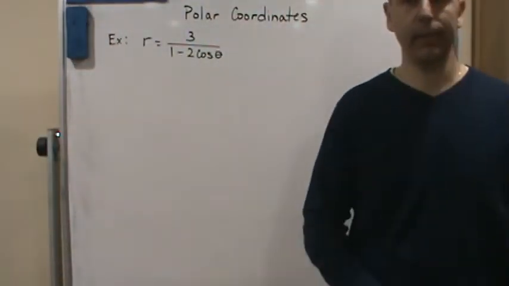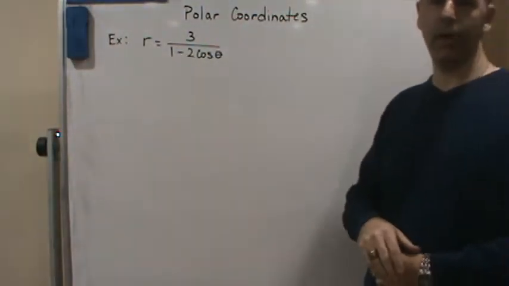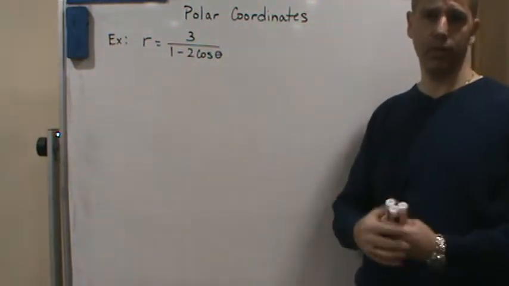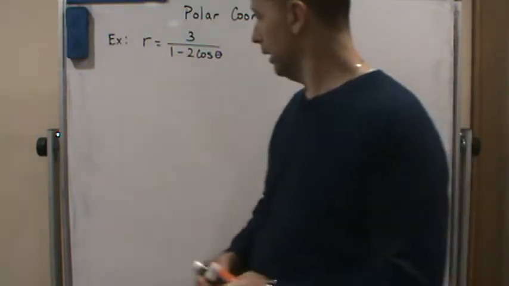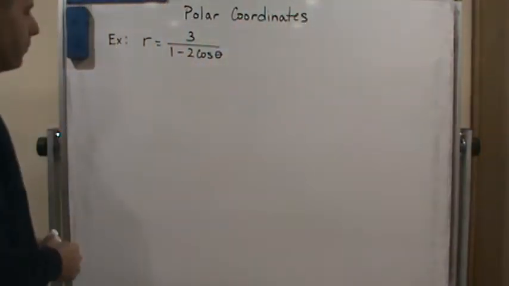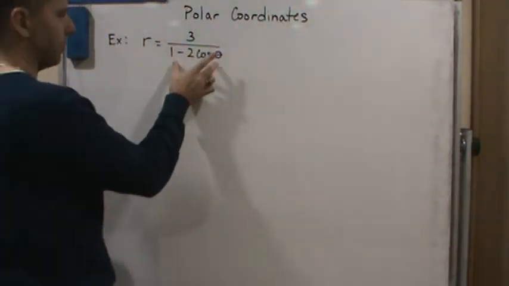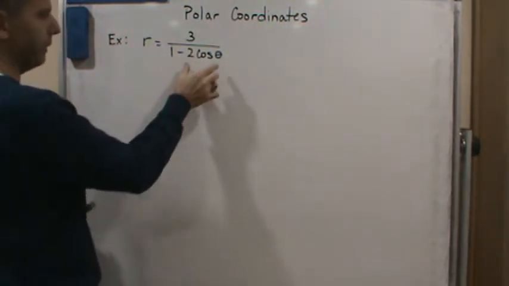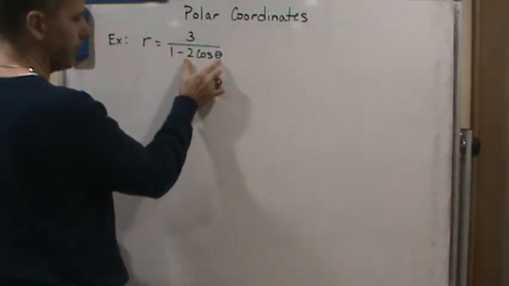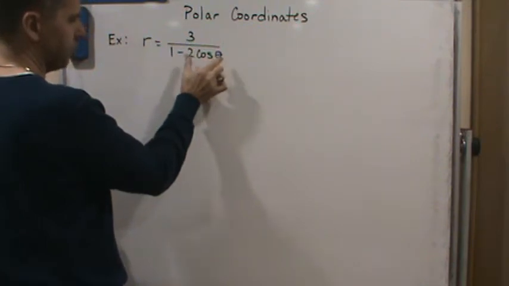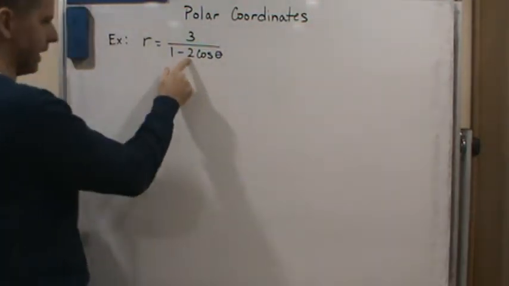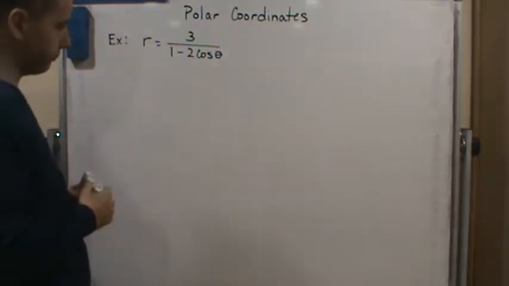Okay, welcome, and now we're going to do another example of converting an equation in polar form to Cartesian form. First thing I'm going to do is multiply both sides by this bottom here. Now be careful, don't be tempted to just replace this with some value of x, because of that 2 out in front.